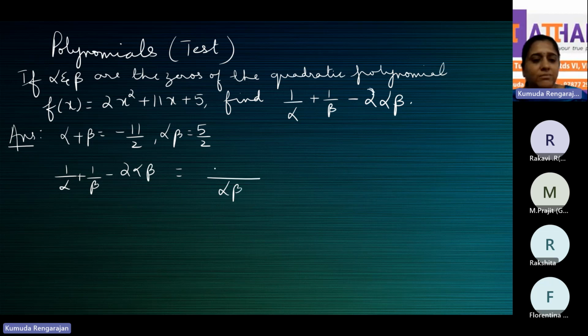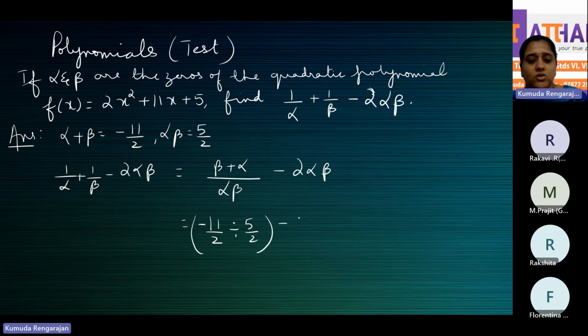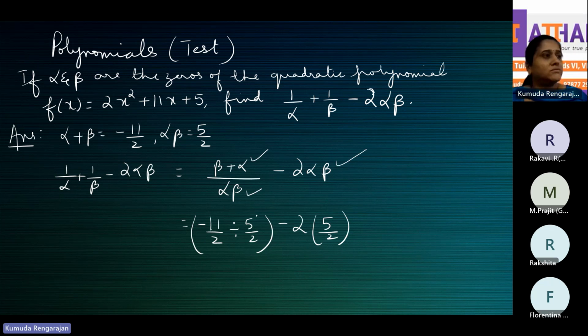So alpha beta in the denominator, and you'll get beta plus alpha, minus 2 alpha beta. What is alpha plus beta? Minus 11 by 2, divided by alpha beta, so divided by 5 by 2, minus 2 into alpha beta, which is 2 into 5 by 2. After this it is only substituting the values, because this is alpha plus beta, and this is alpha beta.